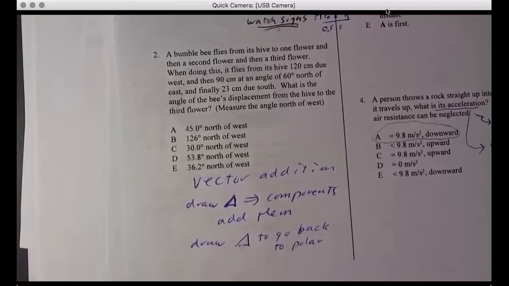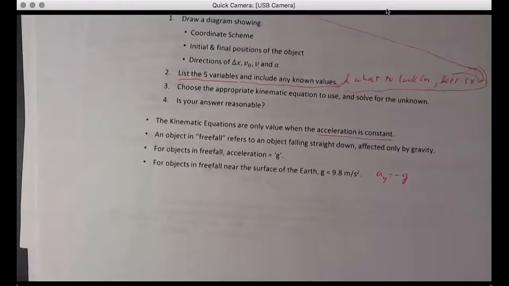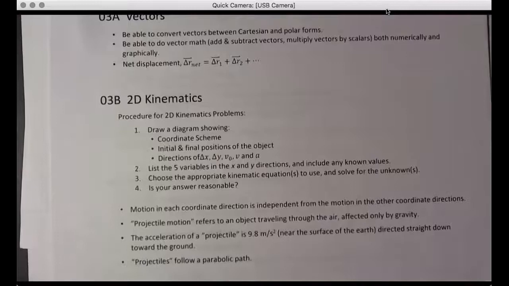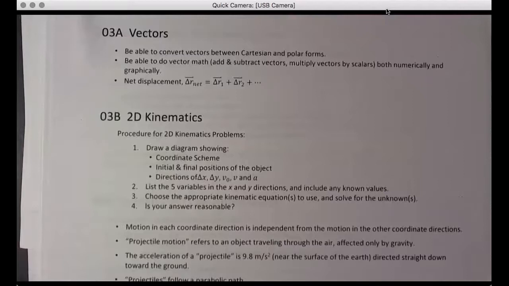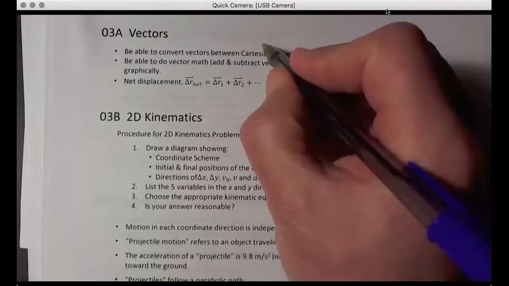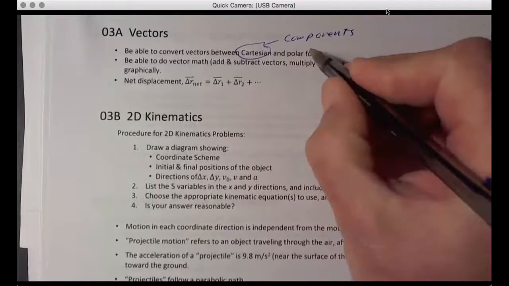Okay, that's some examples for this part. Now, I guess that was our first vector example right here. The big thing is going to components and between Cartesian, which is components, and polar, which is magnitude and angle.